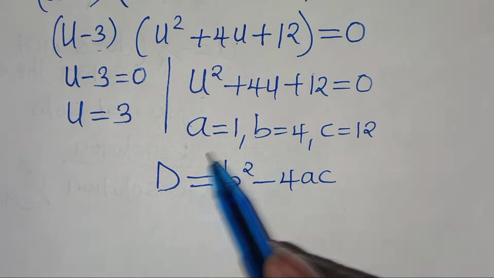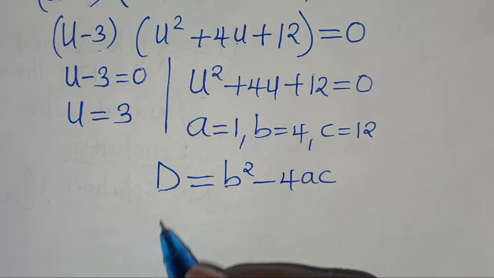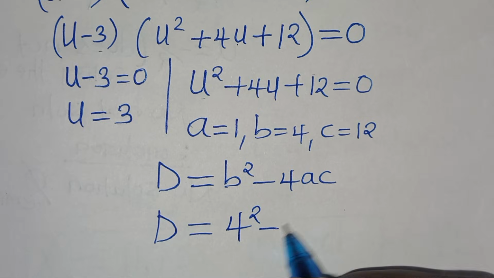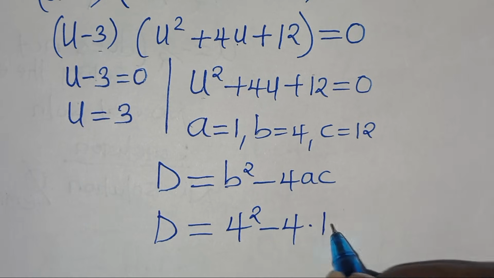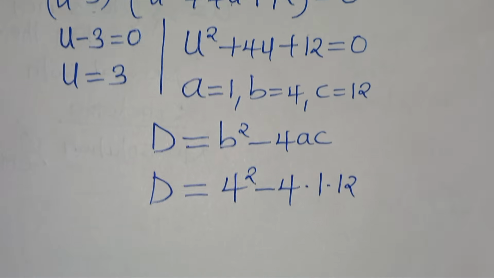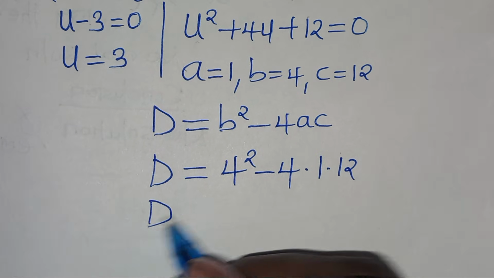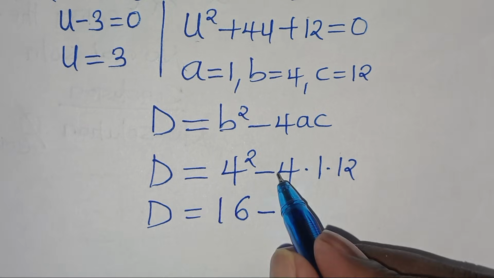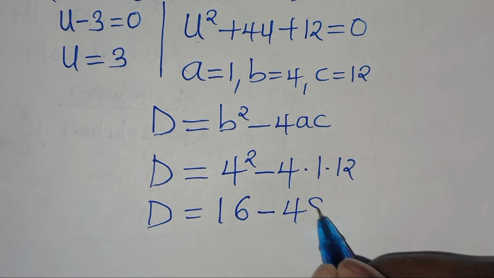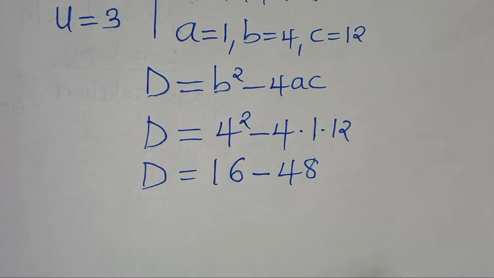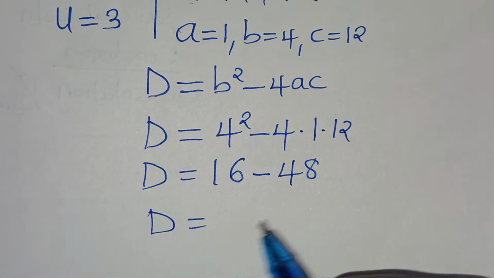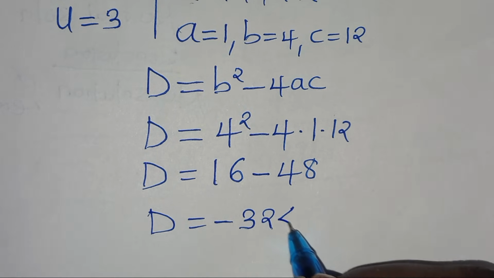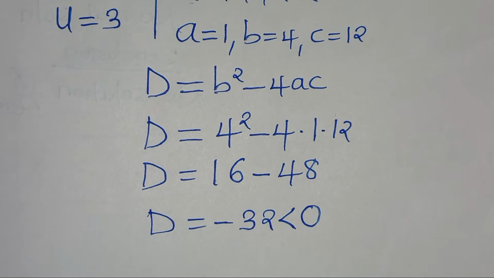Now, let's substitute a, b, and c into this formula, so that the discriminant is equal to 4 to the power of 2 minus 4 times 1 times 12. And this implies that the discriminant here, 4 squared is 16 minus 4 times 12, which is minus 48. So the discriminant value here is 16 minus 48, which is minus 32. And this is less than 0.